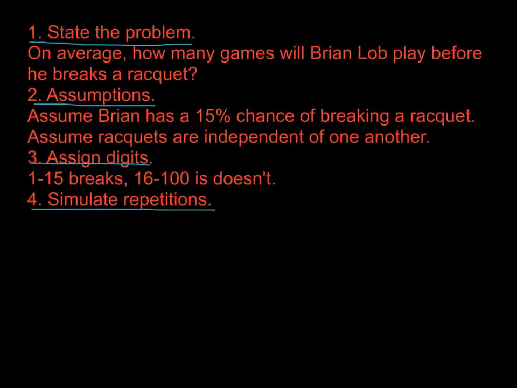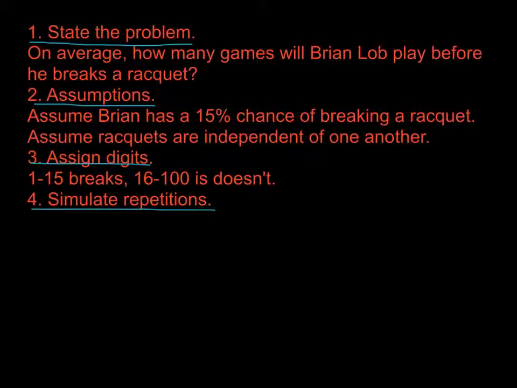Problem 6.9 asks a different type of question. Instead of being interested in a probability, where we're going to give our answer in terms of a percent, we're really interested in a number here. We want to know, on average, how many games will this tennis player play before he's expected to break a racket. In the problem, it states that he has a 15% chance of breaking a racket at any given match, and we're going to need to assume that rackets are independent of one another.